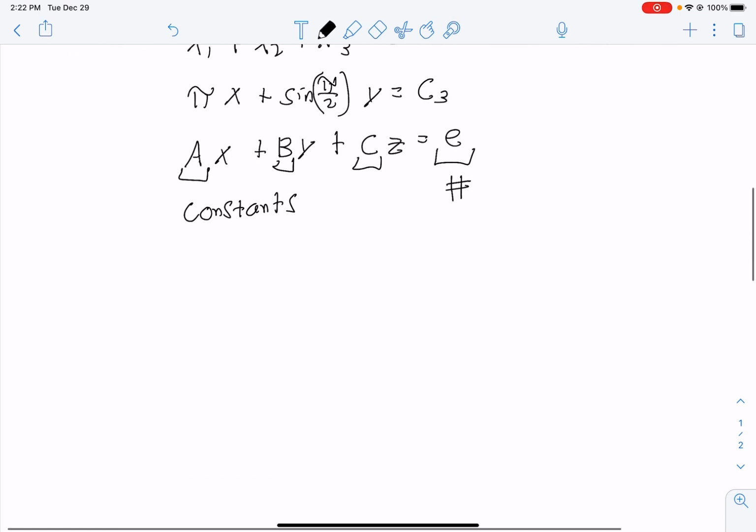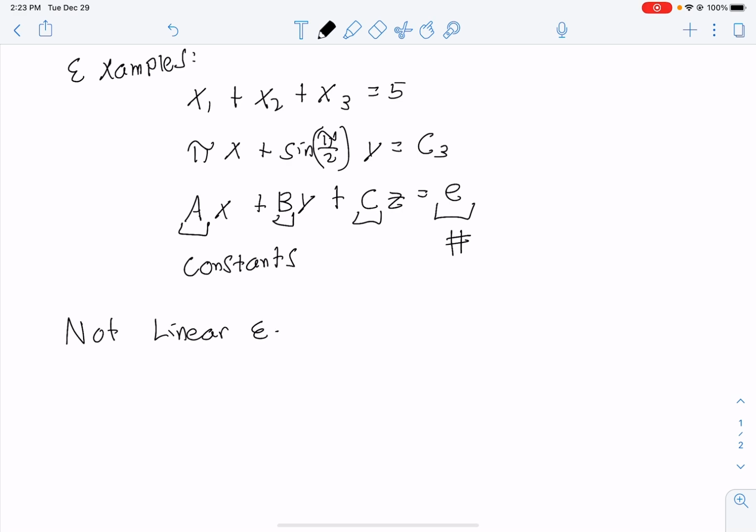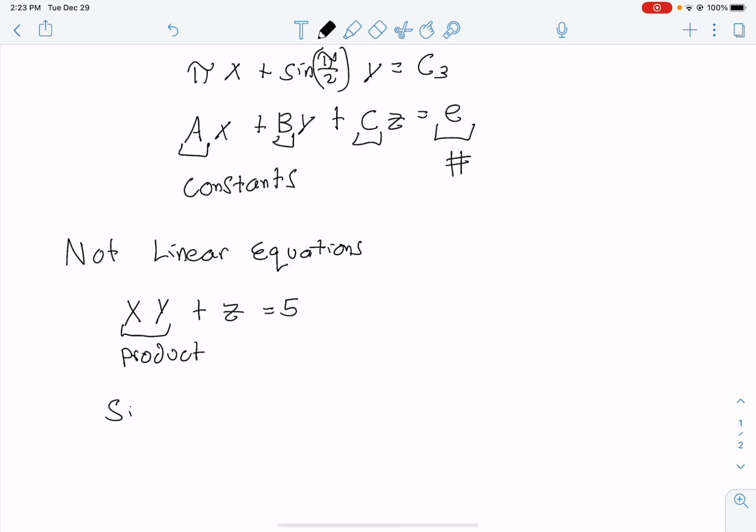So let's just take this down, keep this. We're going to say some things that are not linear equations. Some things that are not linear equations would be something like x times y plus z is equal to 5. This has a product of variables. I could also say something like sine of x plus 5y minus 7z equals 12. This has trig.